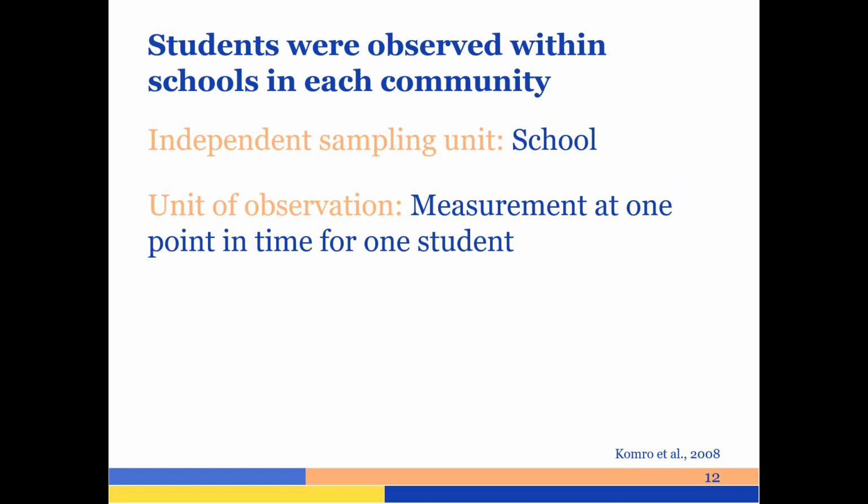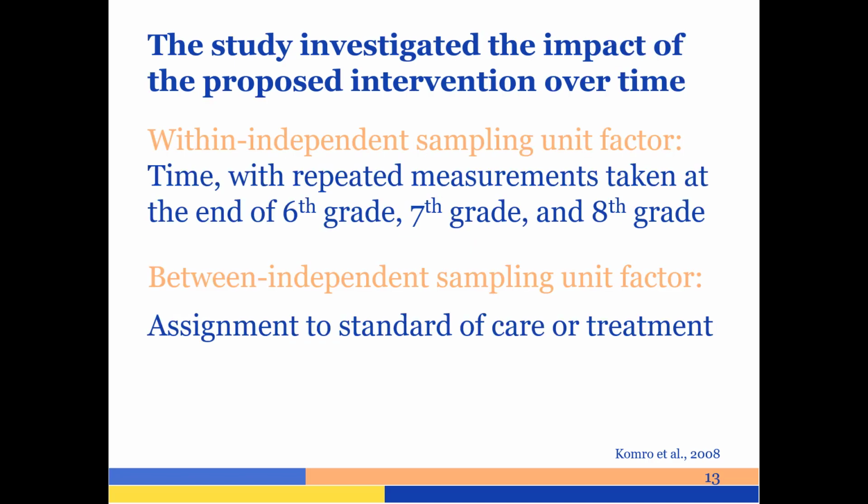The students were observed in their schools, with the independent sampling unit being school, as observations at each school were independent of observations at other schools in the study. The unit of observation was the measurement at one point in time for one student. The researchers were interested in looking at the pattern of the intervention across time. So the within independent sampling unit factor is time. We also have within factor cluster members, with classrooms within schools and students within classrooms. The between factor here is treatment, with assignment to the intervention or control.